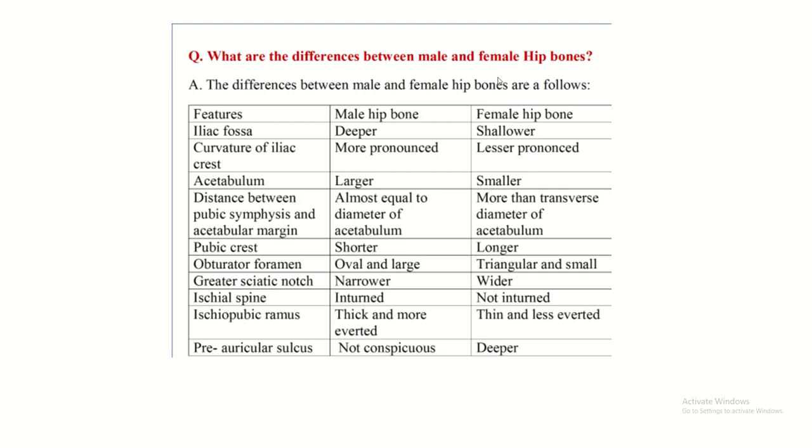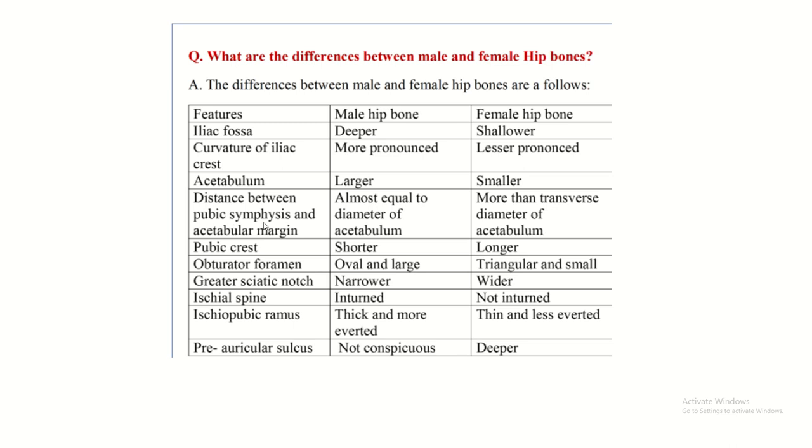The differences between male and female hip bones are as follows. There is a separate video on my channel for this, but here I mention the important points. The iliac fossa is deep in the male but shallow in the female. The curvature of the iliac crest is more pronounced in the male and less prominent in the female. The acetabulum is larger in the male, smaller in the female.